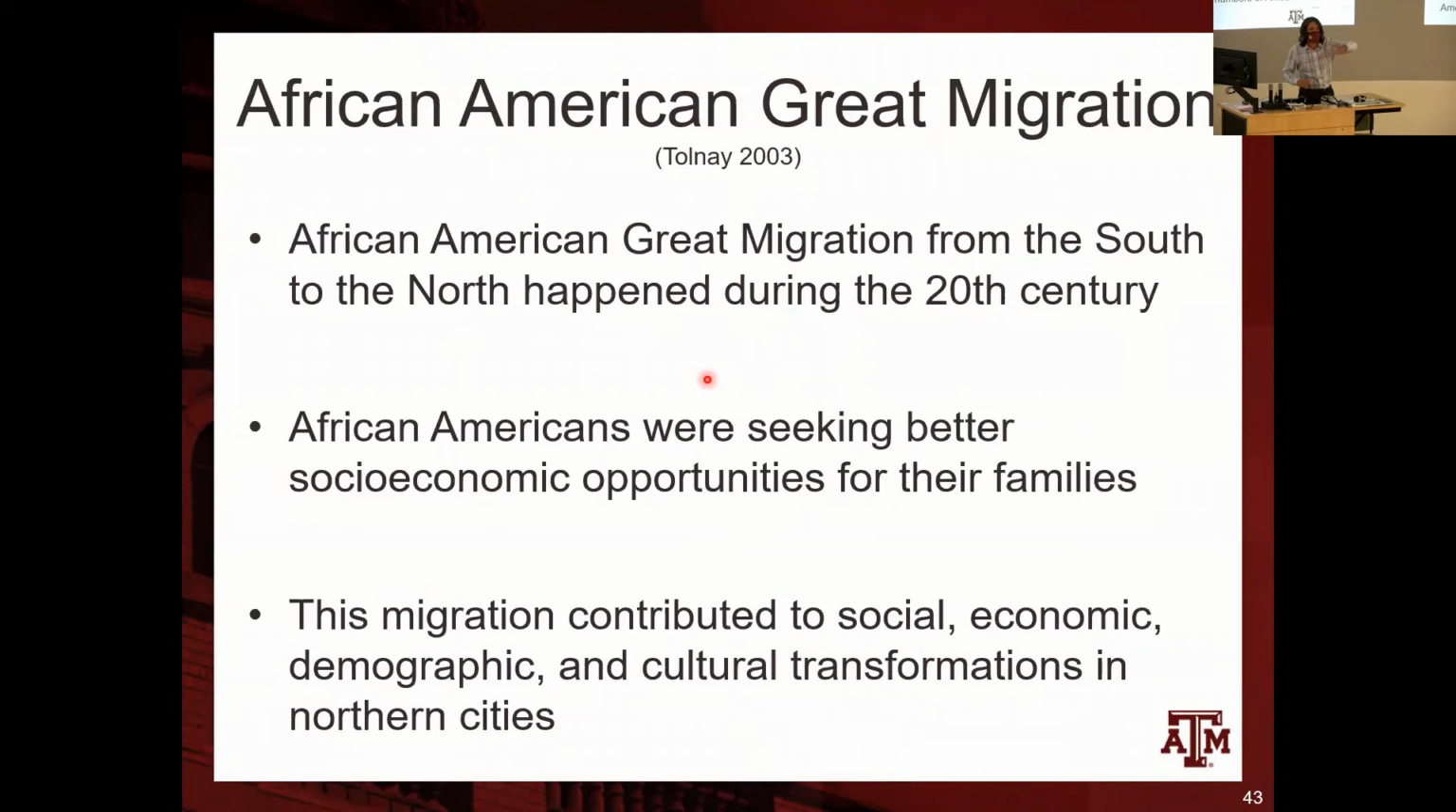In this other paper that's also out of the textbook, the African-American Great Migration from the South to the North happened during the 20th century. African Americans were seeking better socioeconomic opportunities for their families. This migration contributed to social, economic, demographic, and cultural transformations in northern cities. The areas of destination changed because of this internal migration flow.